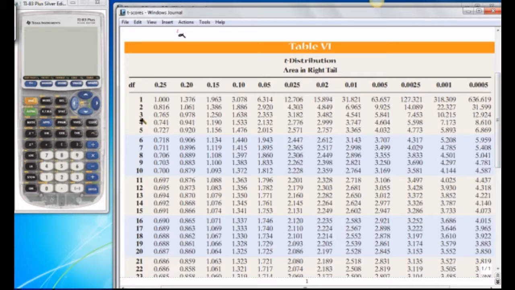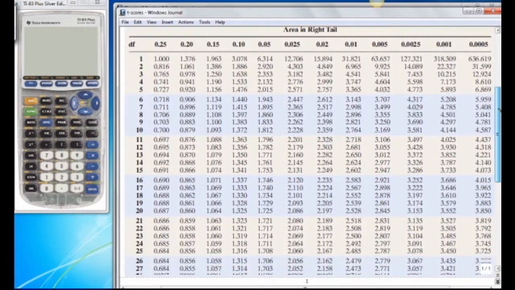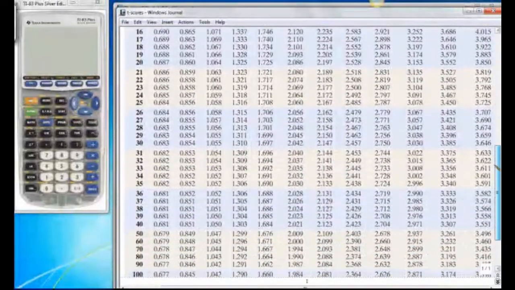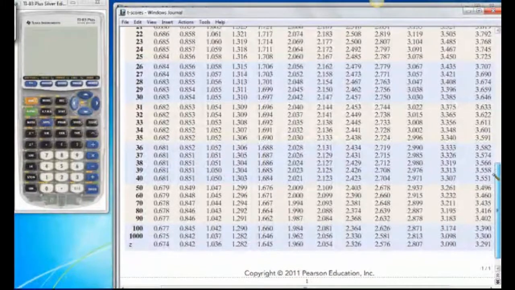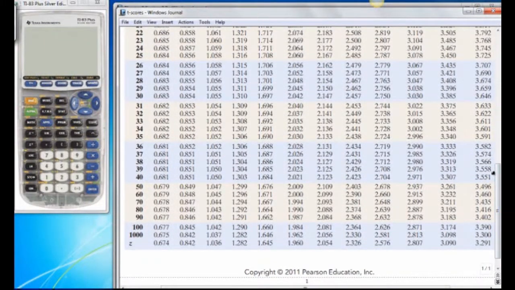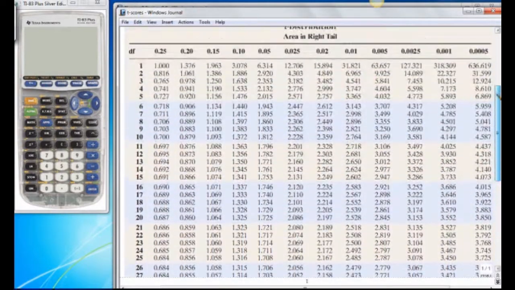Here we've got degrees of freedom going down the left-hand column. It goes in equal increments until you get to number 40. Then it skips and goes 50, 60, 70, 80, 90, 100, 1,000, Z. So it skips to what the Z-score would be at that value, because at that point the sample size is large enough that it's starting to mimic the normal distribution. Okay?